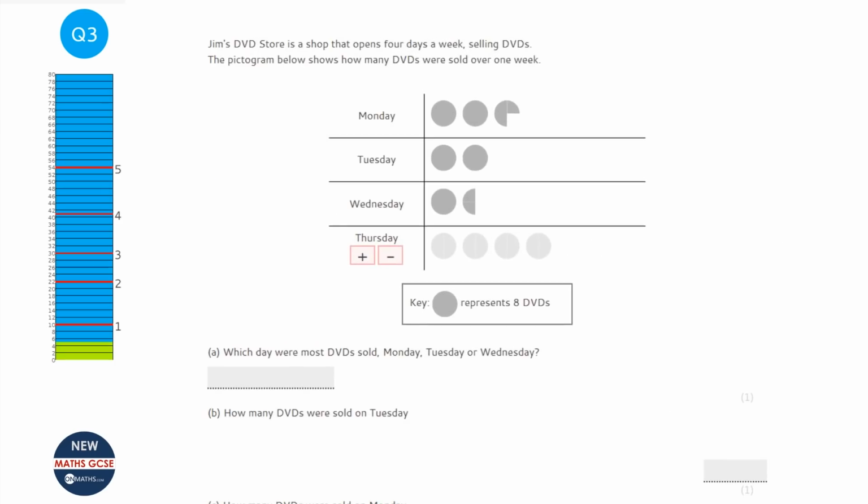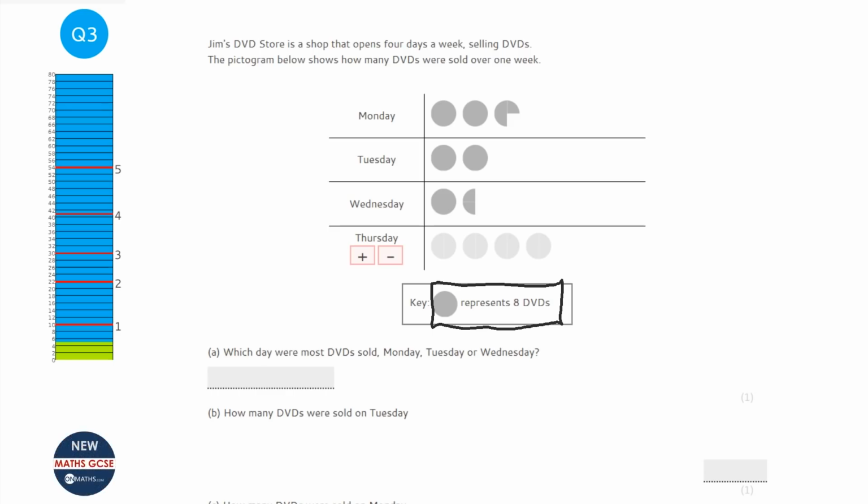The first thing to look at with a pictogram, which this is, is the key. Now the key tells us what each picture represents. So if you have a look at the key here, it says each circle represents 8 DVDs. Now that's the complete circle.